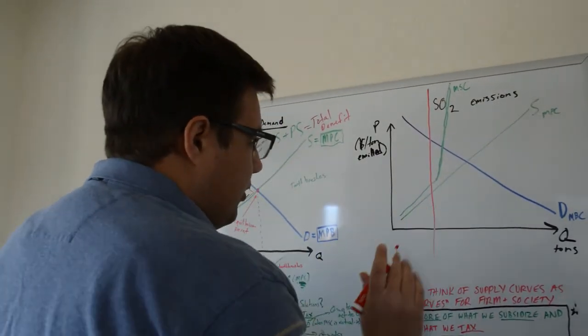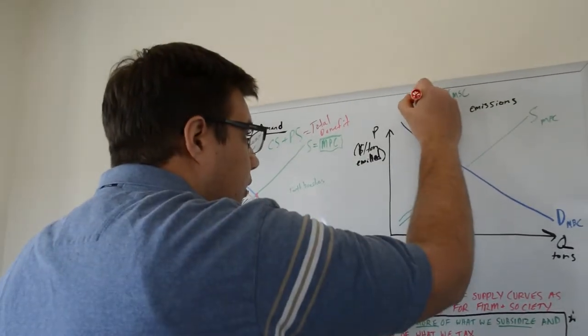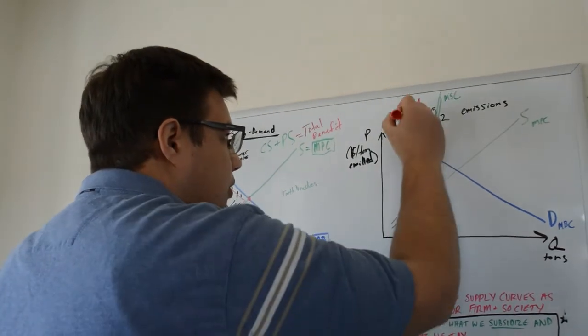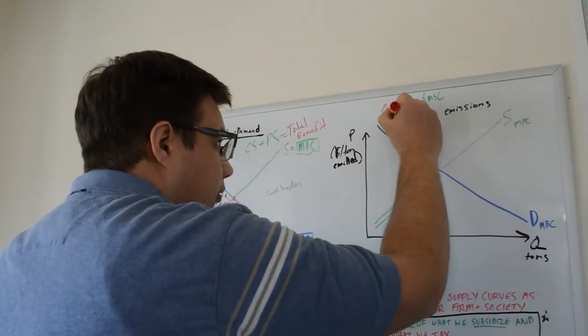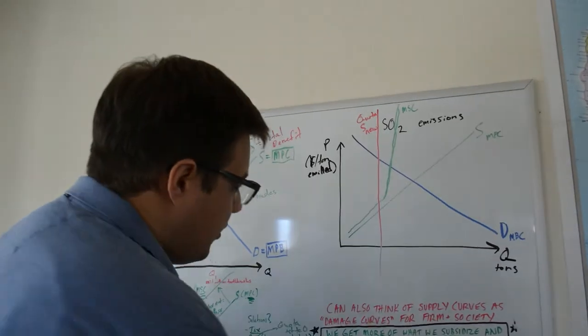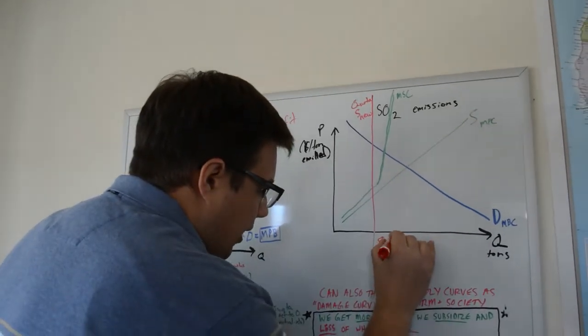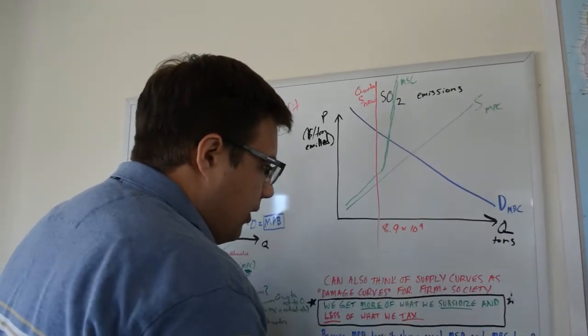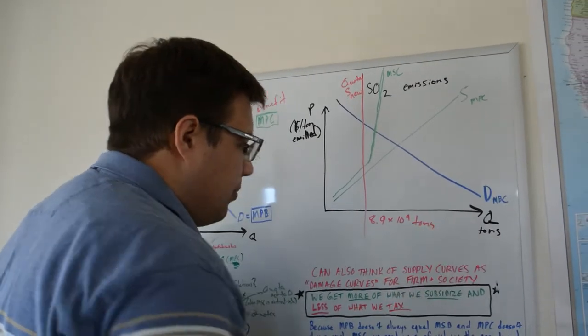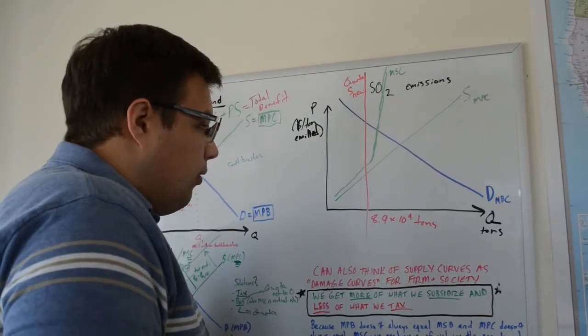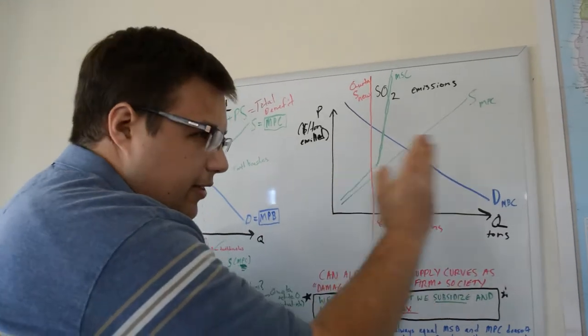That's the total amount you can possibly consume. Quota, which is a new supply curve. And the government says, 8.9 billion tons a year. That's all that can be put into the atmosphere. Well, then what happens is there's no way to emit more than that.